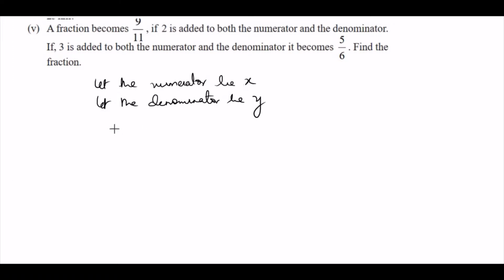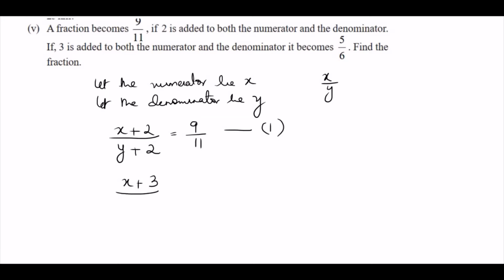So it's given, a fraction becomes 9 by 11 if 2 is added to both the numerator and the denominator. When 2 is added to the numerator, it becomes X plus 2. And when 2 is added to the denominator, it becomes Y plus 2. That is, a fraction will be of this form, X by Y. So when you add 2 to both the numerator and the denominator, the fraction becomes 9 by 11. So this is the first equation. And it's given if 3 is added to both the numerator and denominator, it becomes 5 by 6. So x plus 3 by y plus 3 is equal to 5 by 6. So this is the second equation.